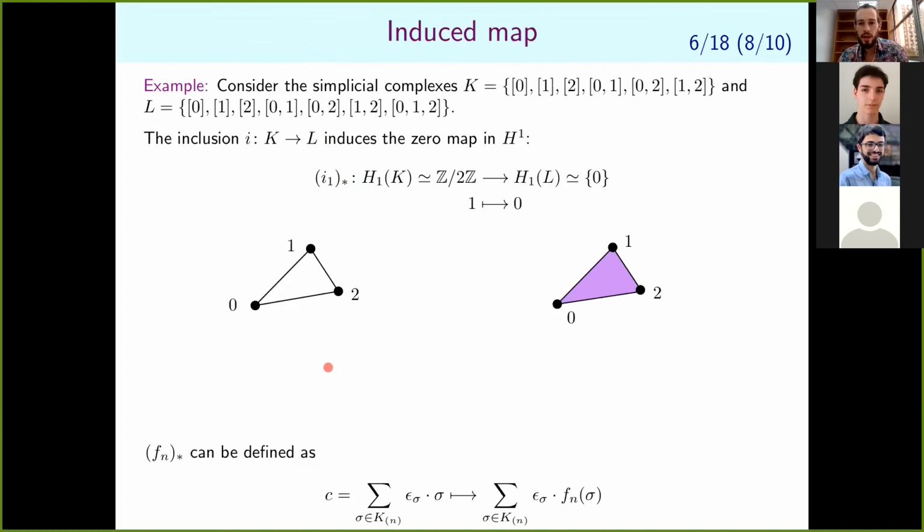And yeah, so we can interpret this map here, saying that the cycle of K is sent to zero. And the idea is that if you draw your cycle here, you can retract it to a point. It is homotopic to a point. So this is topologically trivial.